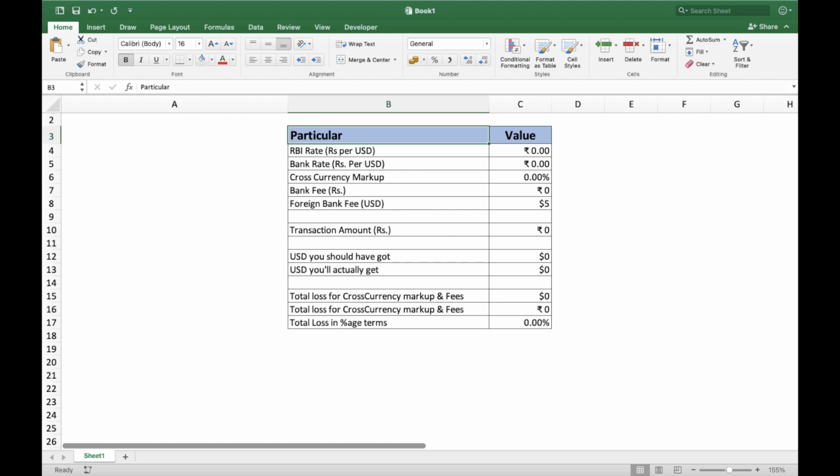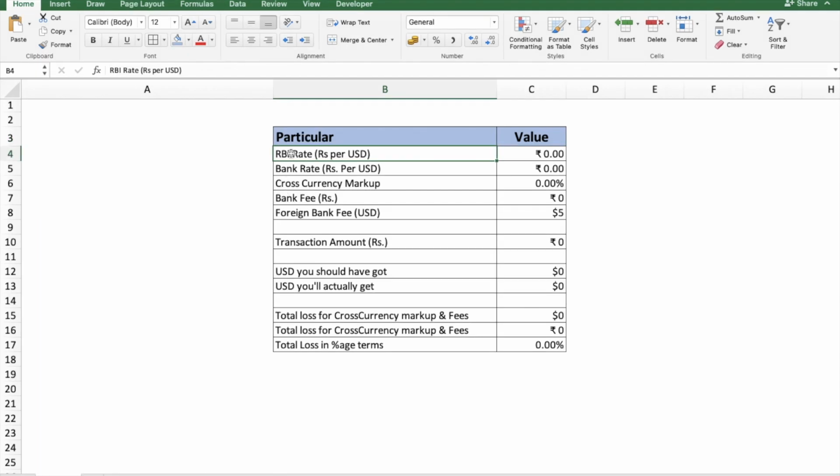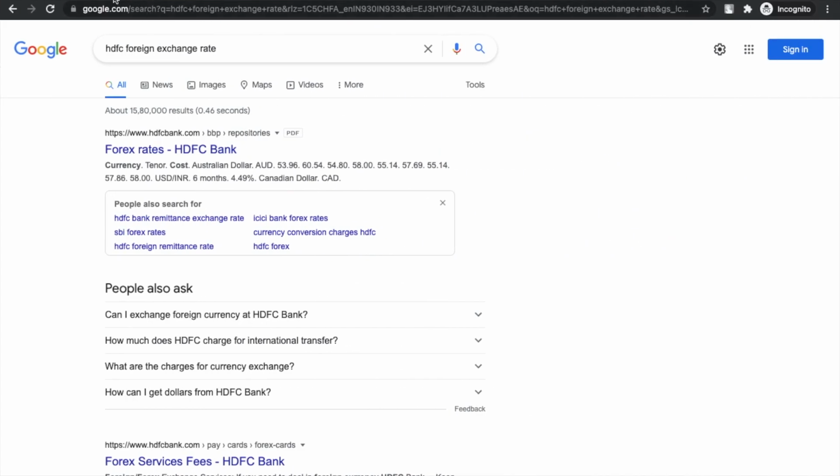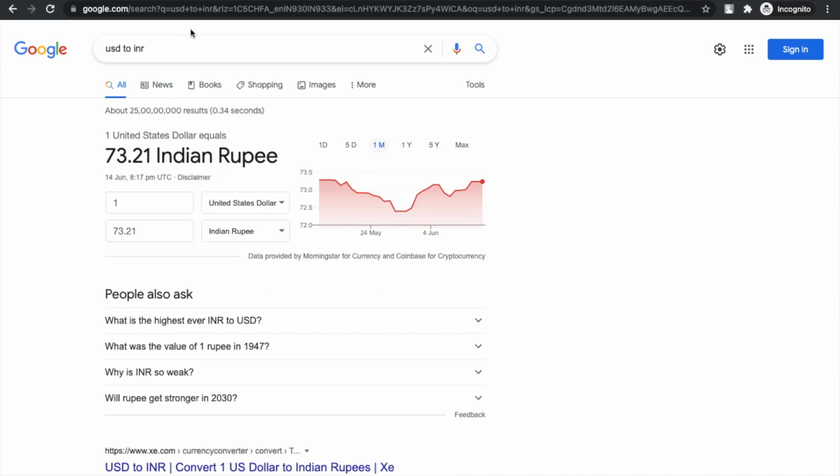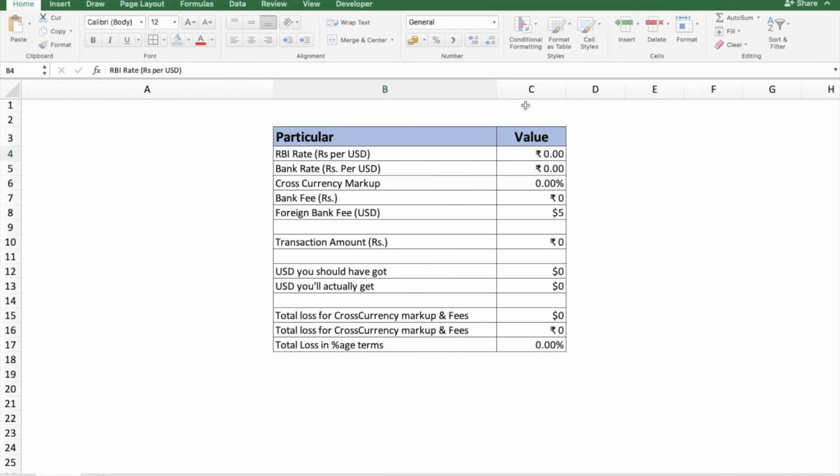So as you can see, I have created an Excel calculator which would give me the total loss I incur if I use a bank to remit money from India to United States. So the first row is the RBI reference rate of USD. This is the real prevailing US dollar exchange rate. But since it's not updated very frequently, we'll take the current rate as one given by Google, which in turn is using Morningstar's rate. And this rate is pretty accurate. Now, as you can see, the current US dollar rate is 73.21 Indian rupees per US dollar. I'll punch that in my Excel calculator.